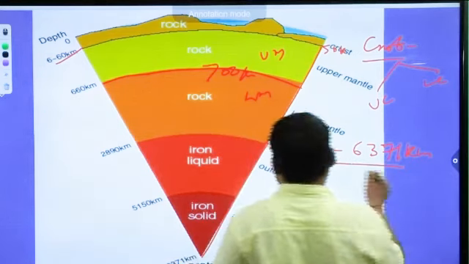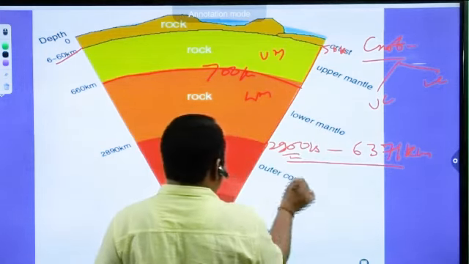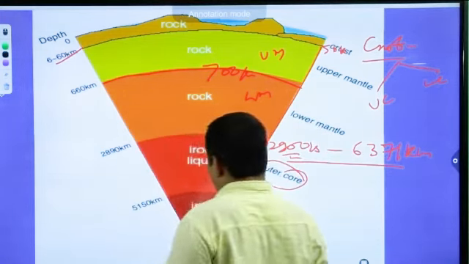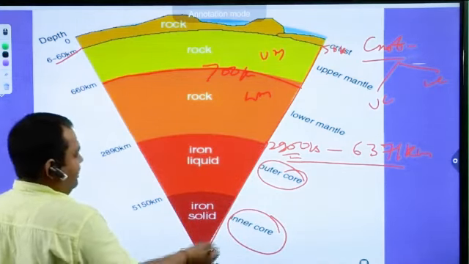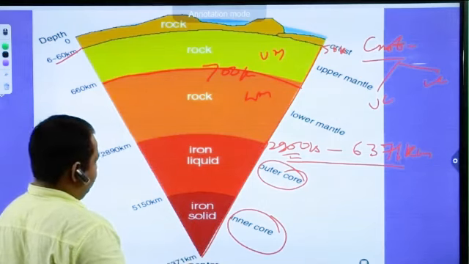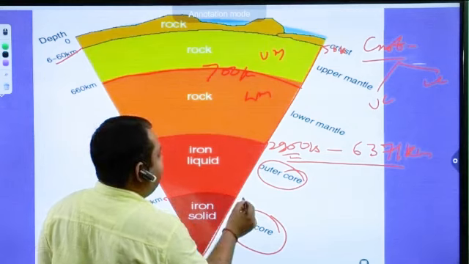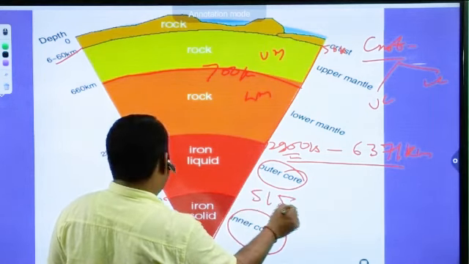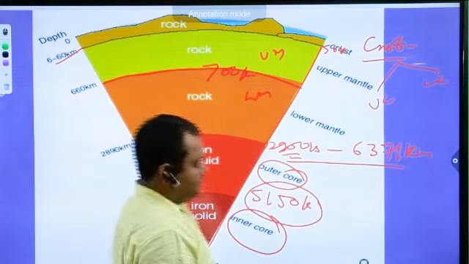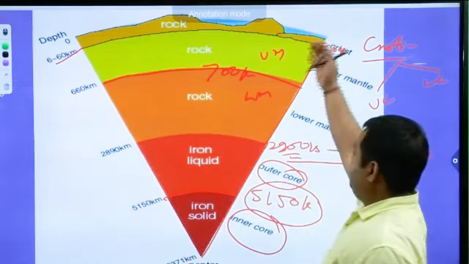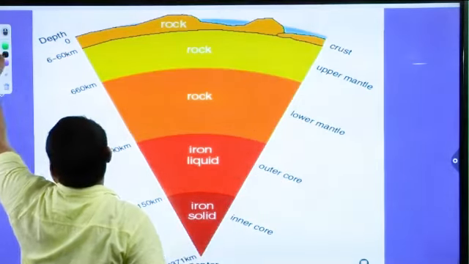2900 to 6371 kilometer, there is extension of the core, and core is further divided into two parts as outer core and inner core. Outer core is what? Iron liquid, and the inner core solid iron. Solid iron. It is divided at the depth of 5150 kilometers. So you can see here easily the what? Different layers of the Earth inside.